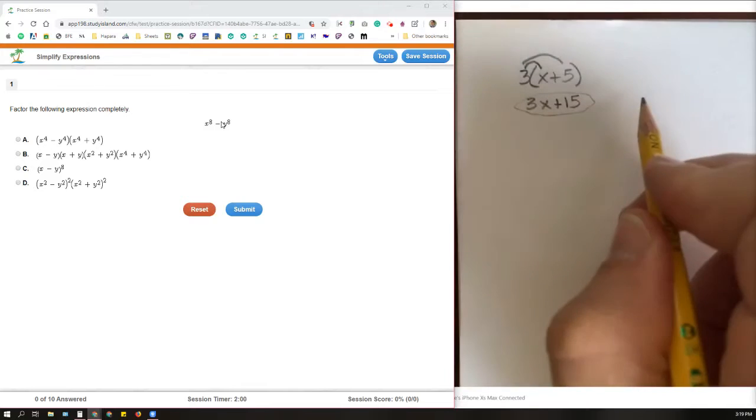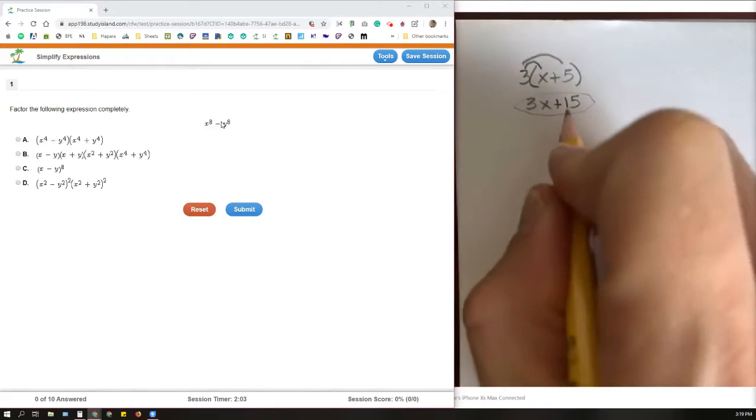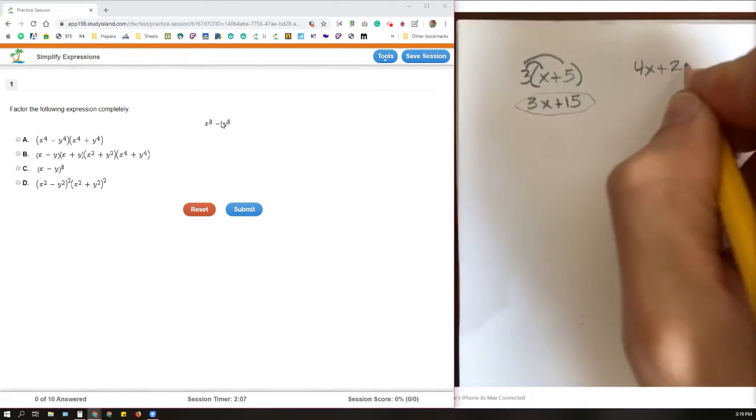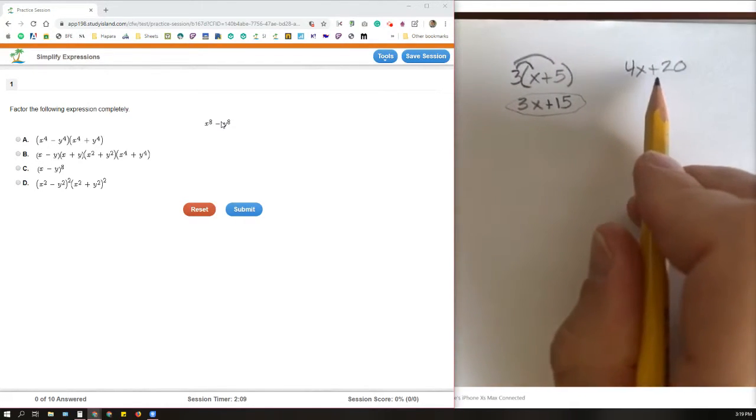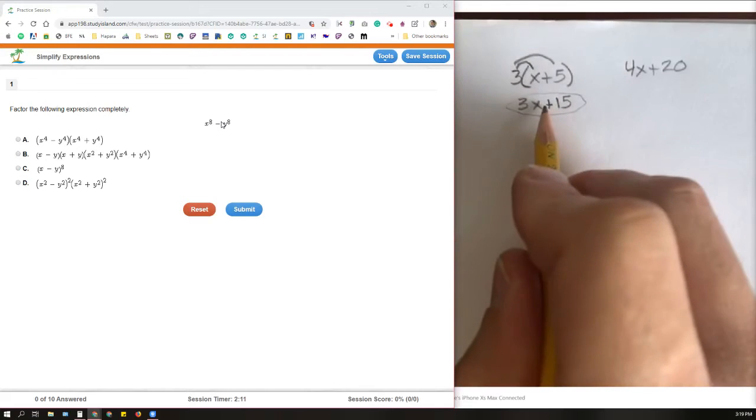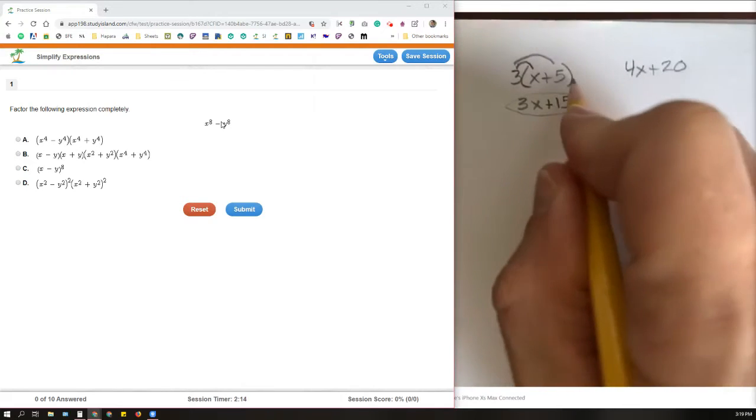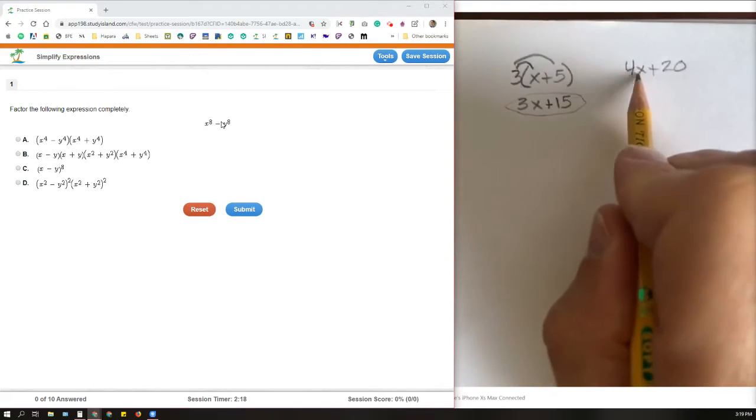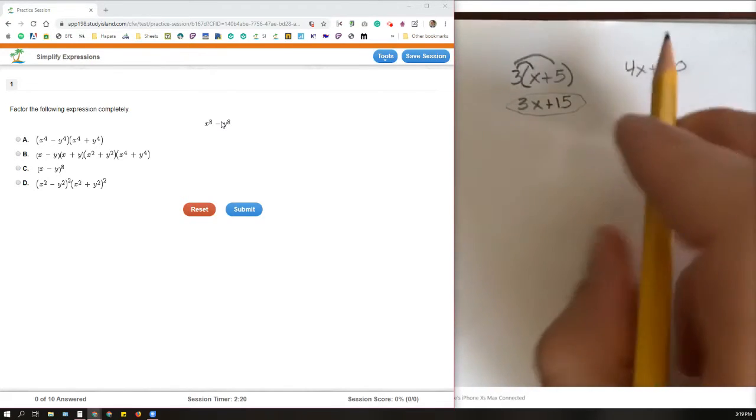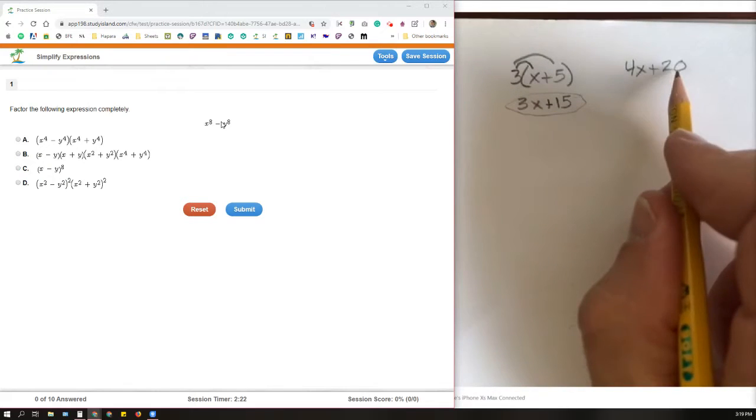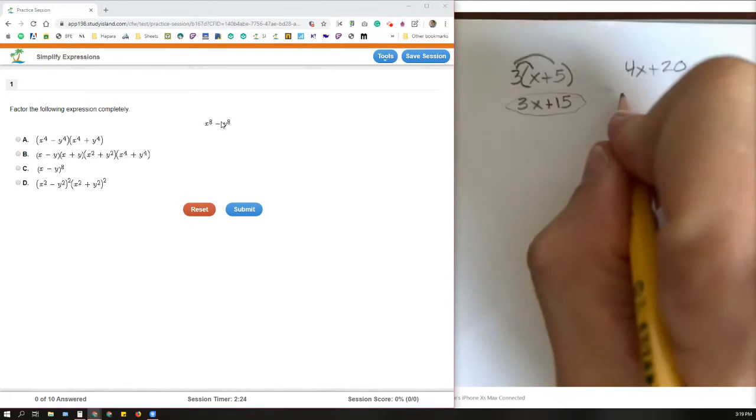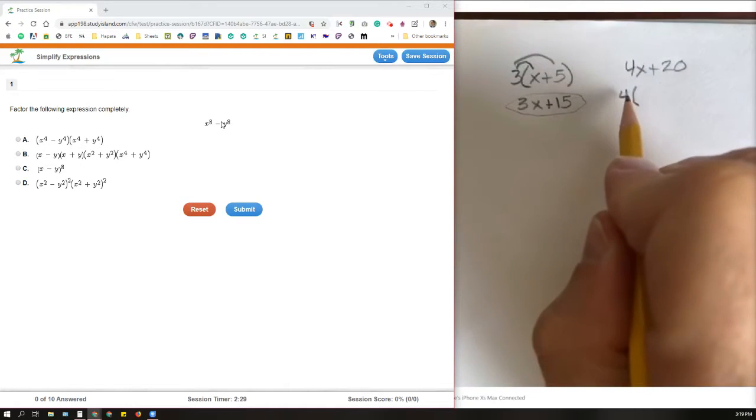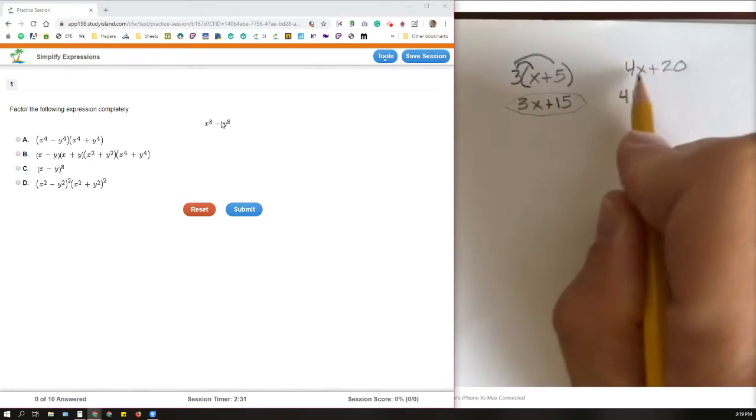Well, if I gave you an expanded expression like 4x plus 20, I might ask you to factor it. And all that is going from the expanded version back to the factored version. So what does each of these terms divide by? 4x divides by 4, and so does 20. So I will take the 4 out and then write in parentheses what I would multiply 4 by to get each of the previous terms.